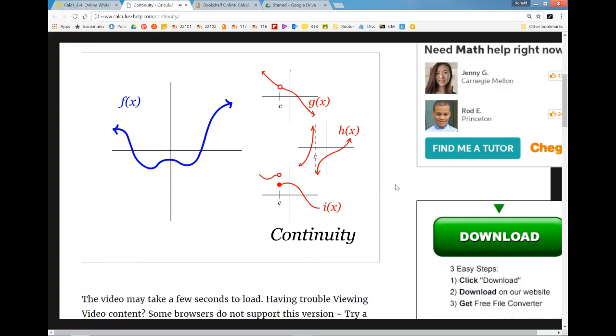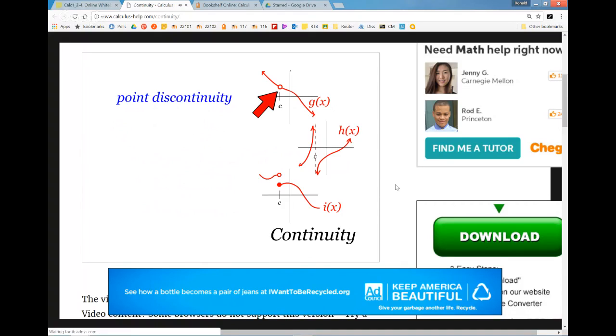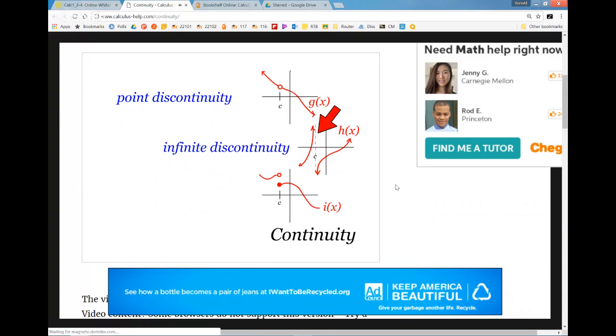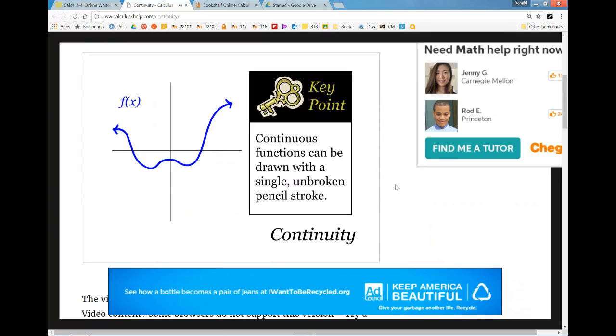See, now this one, on g, you've got a little hole in the graph. That's called point discontinuity. Over here on h, you've got a vertical asymptote that breaks the graph. Now this is called infinite discontinuity. And finally here on graph i, you've got a graph that just plain snaps in the middle. And that's called jump discontinuity.